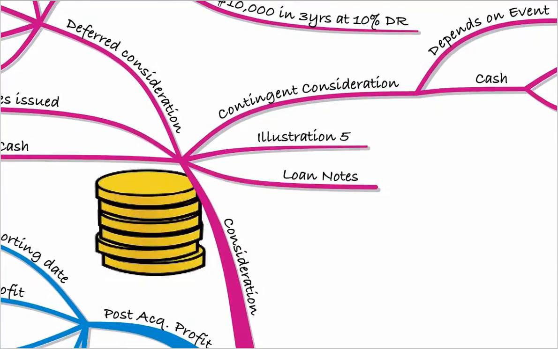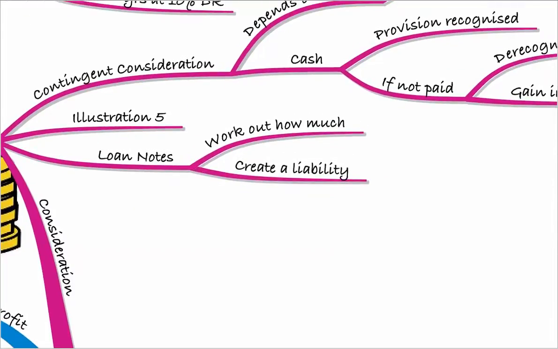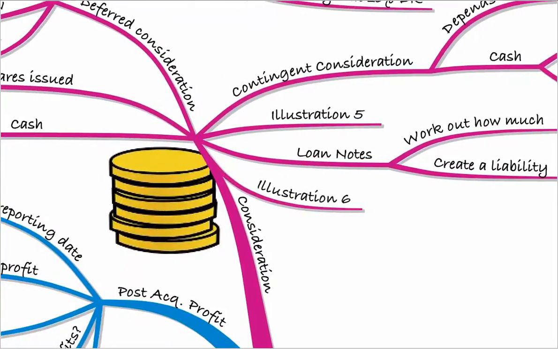The last one we had then was loan notes. Basically, you just had to work out how many loan notes were given and how much they were worth. And then we created that liability for the loan notes. Once again, we looked at that in illustration 6 to make sure we could do the calculations.